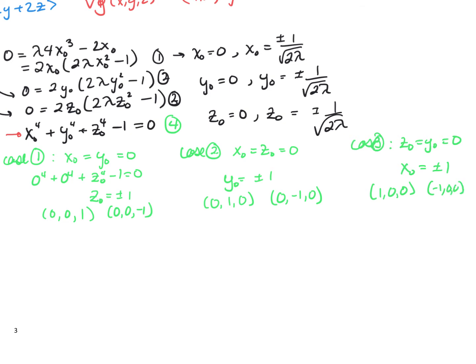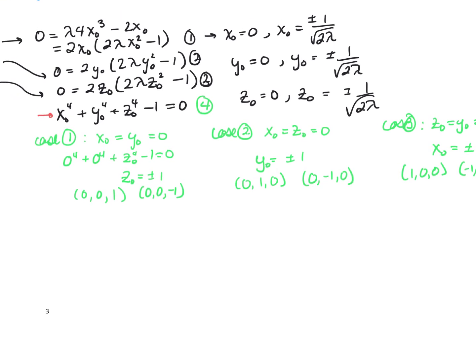Cool. Now, up until now, I haven't had to find lambda. It wasn't part of any of the cases. It was not part of the choices that I was choosing. Now I'm going to choose case number 4, in which x naught is equal to 0, and then y naught is equal to z naught, which is equal to plus or minus the square root of 1 over 2 lambda.